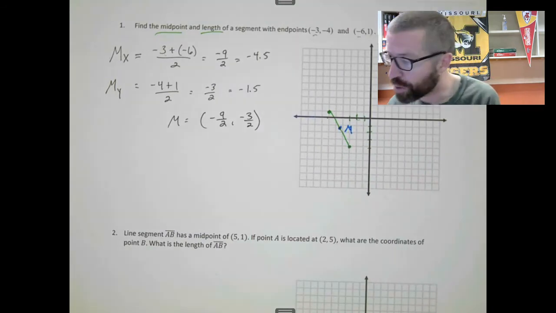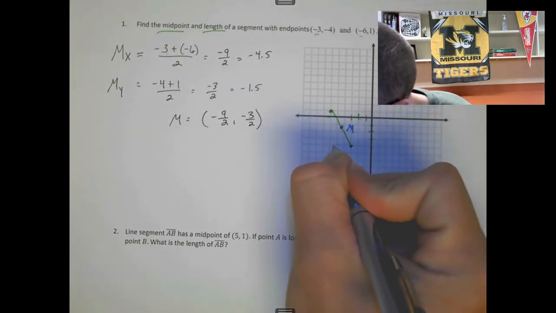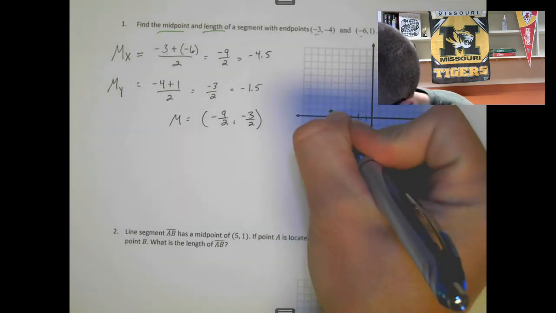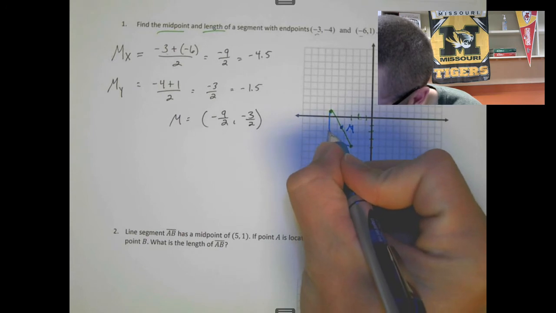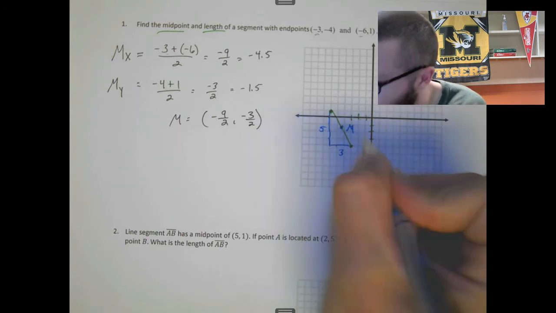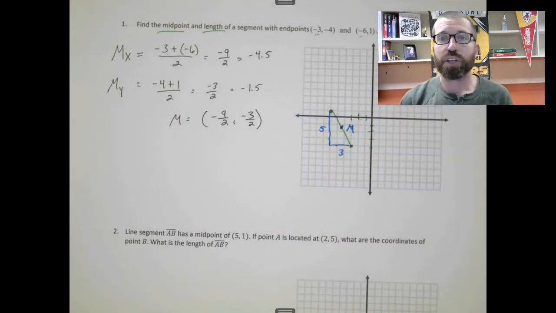Now, if it were me doing this problem and I had these points plotted, I would just draw this right triangle and count 1, 2, 3, 1, 2, 3, 4, 5, and then use the Pythagorean theorem. Here we'll work out the distance formula because that's kind of what we're looking at.